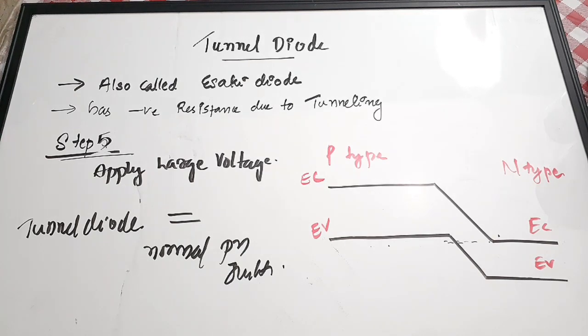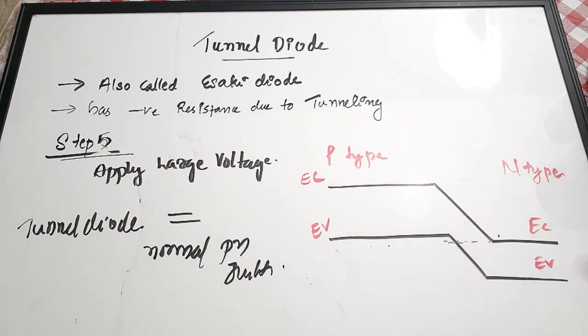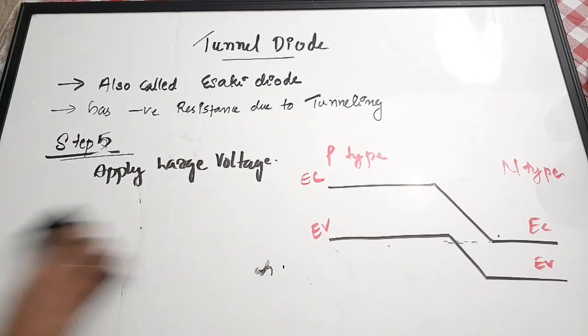We know, in step 5, that when we are applying a very large voltage, the tunnel diode will start behaving like a normal PN junction. From this point onwards, the diode will behave like a normal PN junction and the current is due to the forward bias condition of a normal PN junction diode. And here the curve will look like this. I'll explain the curve here.